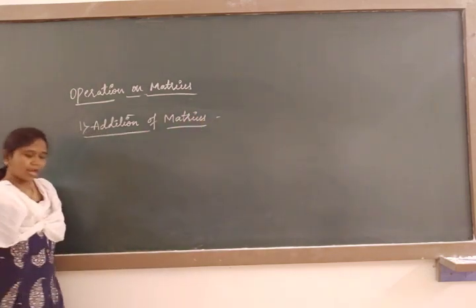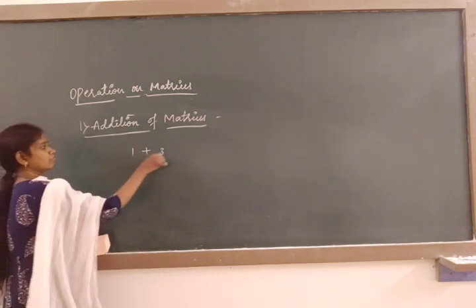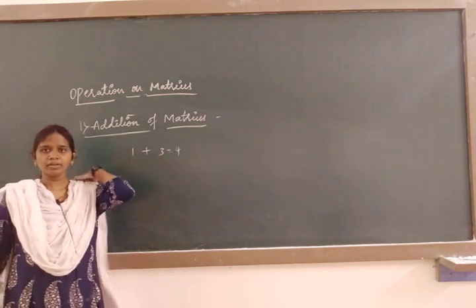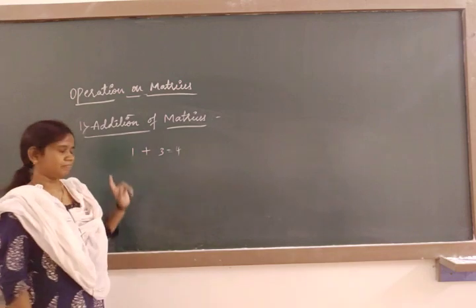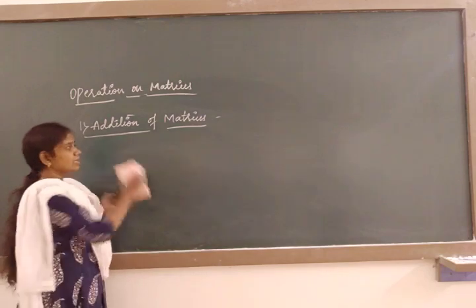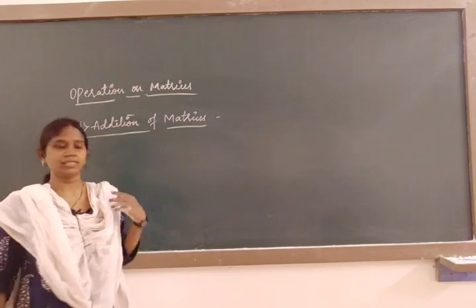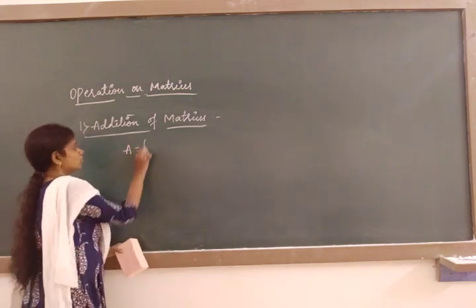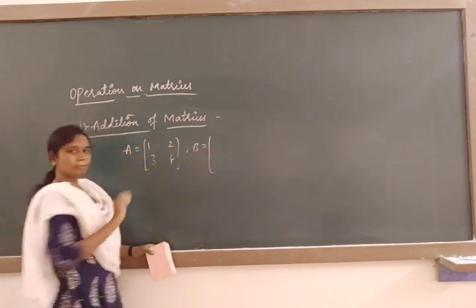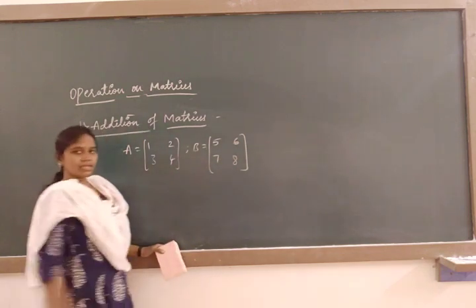So we know that to add any numbers, for example, if you are having 1, 3, 1 plus 3 is equal to 4. It means that addition is possible when minimum of 2 numbers are there. Similarly, addition of matrices is possible when minimum of 2 matrices are present. Example, A is equal to 1, 2, 3, 4 and B is equal to 5, 6, 7, 8. But here one condition.